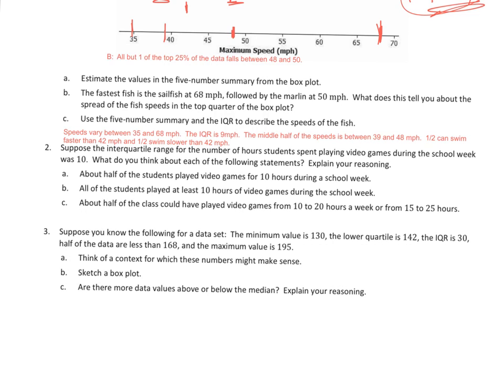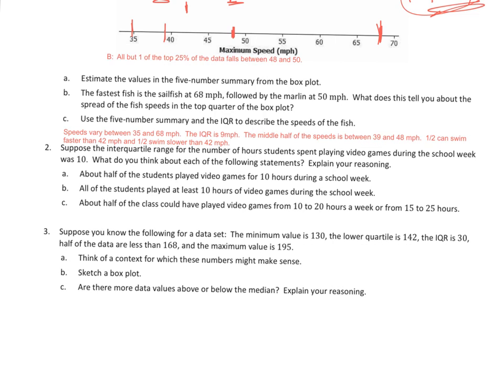B says all of the students played at least 10 hours of video games during the week. Well, again, this may be correct or it may not be correct. I'm going to say it's probably not correct because we don't know enough of the data. We don't know what the lower or upper quartiles are, and we know that the width of the interquartile range is 10.